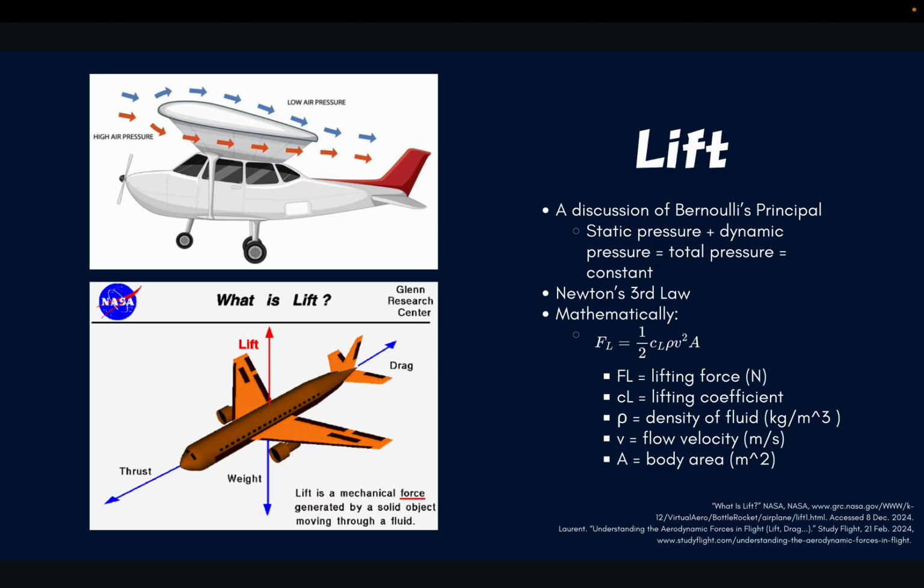Next is lift. There are two main explanations for lift. One is through Bernoulli's principle and the other is through Newton's third law. Bernoulli's principle states that as speed builds up over the curved edge of the wing, wind gathers and creates a negative pressure. This low pressure creates a pulling force which pulls the plane wing up.